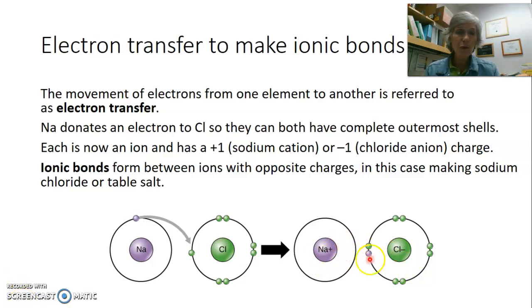And between the two, now you're thinking, well, I don't see anything between them. Sometimes they draw three lines here, but this positive charge on the sodium ion is attracted to the negative charge on the chlorine ion, which now changes its name to chloride. So that's a chloride anion and a sodium cation.